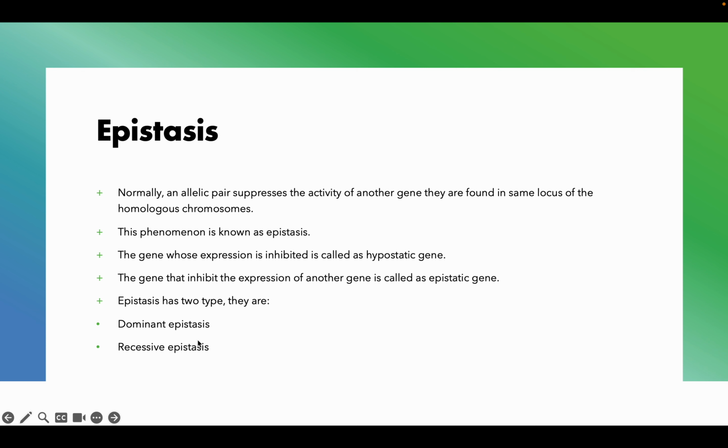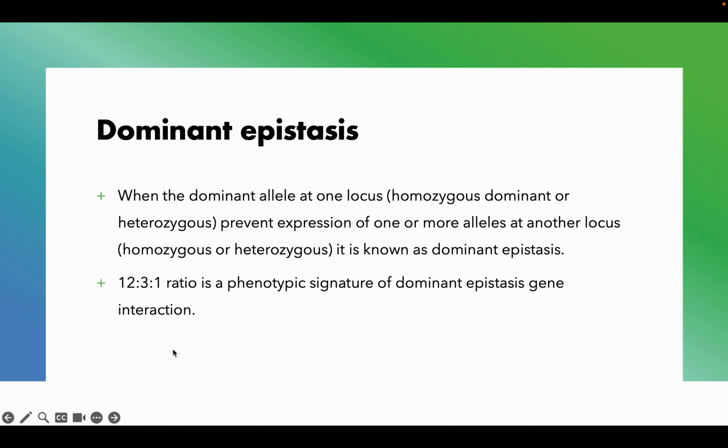Epistasis has two types: dominant epistasis and recessive epistasis. I will talk about both. Dominant epistasis is when the dominant allele prevents the expression of another gene. Suppose B is present in dominant condition; whenever B is dominant, it will hide the expression of A. When it is recessive, it will have no effect on A. Only when B is in dominant condition will it hide the expression of A. That's why it is called dominant epistasis.